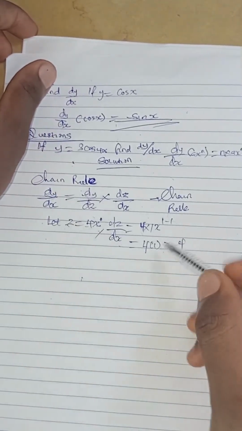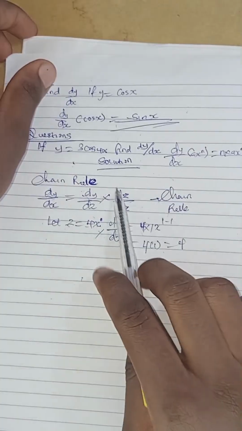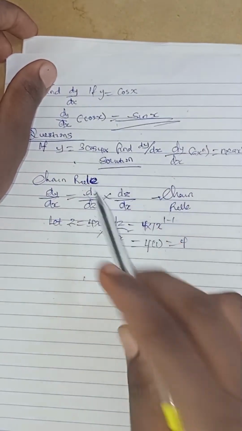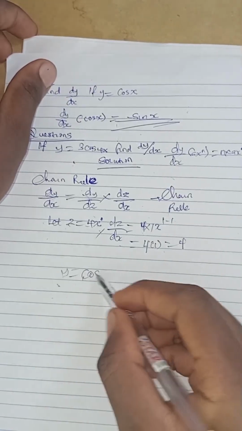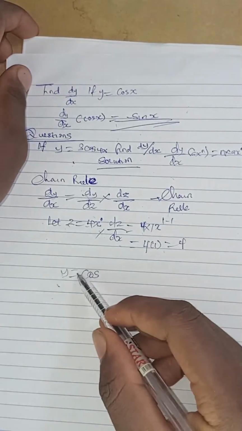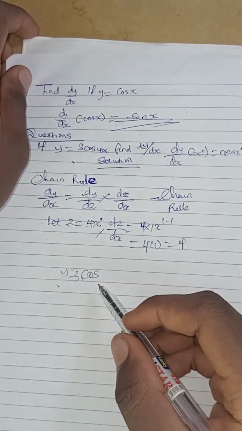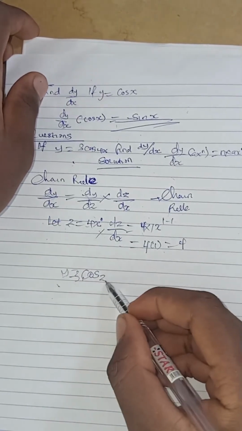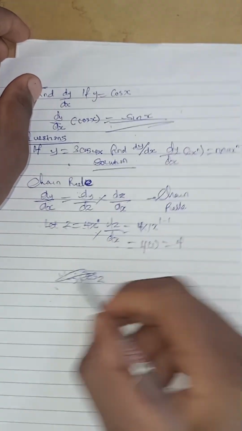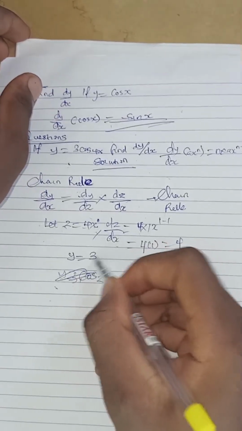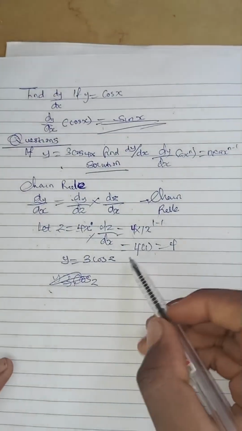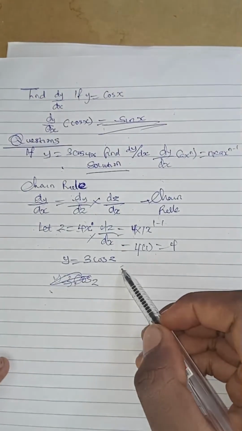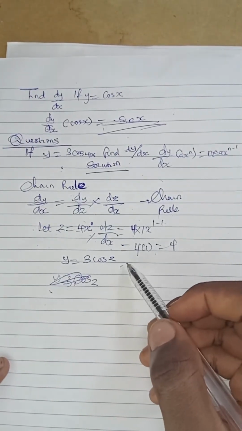Moving on from here, if you have z is equal to 4x, replace it into this equation, you are going to have y is equal to 3 cos z. Y is equal to 3 cos z, right?